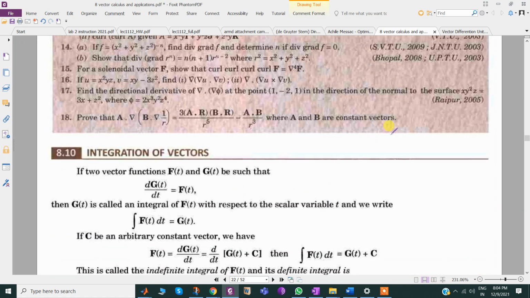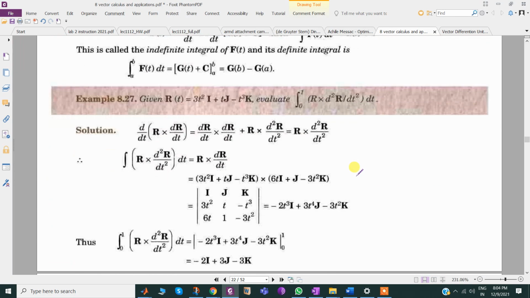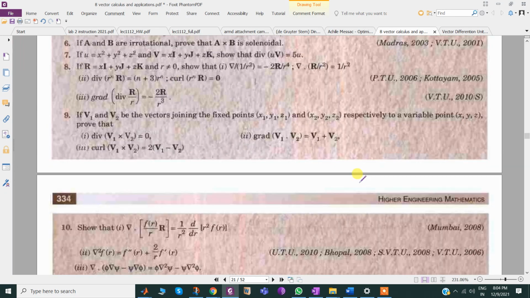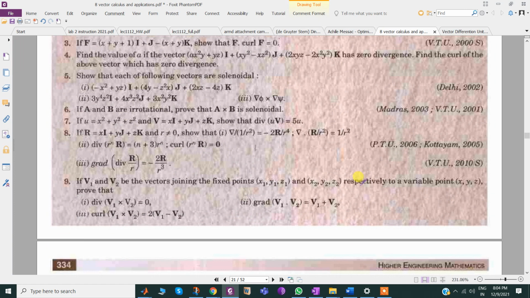Integration of vectors is not there in your syllabus in the third unit. It is in the fourth unit. Line integral will be discussed in the fourth unit. Okay, with this the third unit is completed by me. Any doubts?